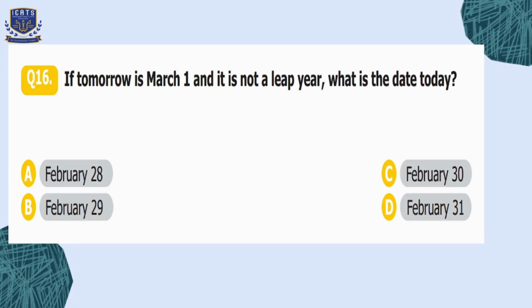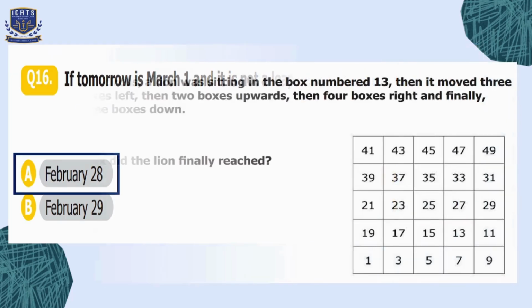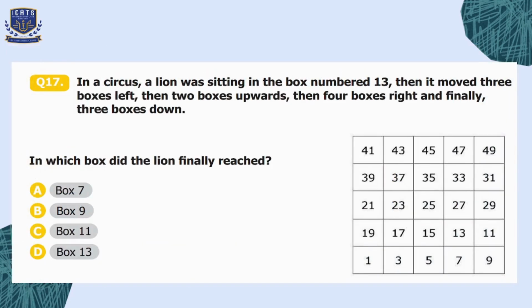A leap year comes after every 4 years and it has 29 days in February. But if it is not a leap year, February will have 28 days. It is mentioned in the question that it is not a leap year. It means before 1st March, it will be 28th February. So option A is the correct option here.